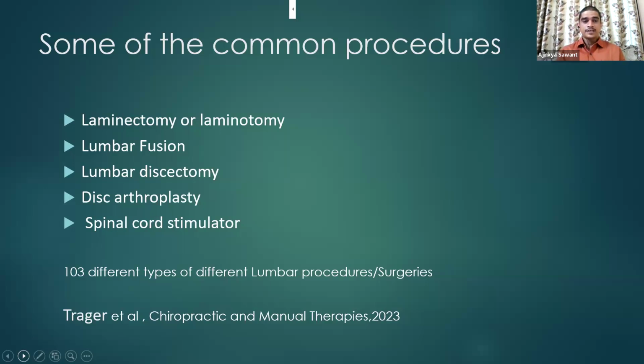These are just a few techniques, 5 to 6 techniques, but Traeger et al., Chiropractic and Manual Therapy 2023, says that there are 103 different types of lumbar surgical procedures. So in every procedure we can do this flexion distraction, and in GEM classes we teach how to do this flexion distraction without using the bed, without assistance.